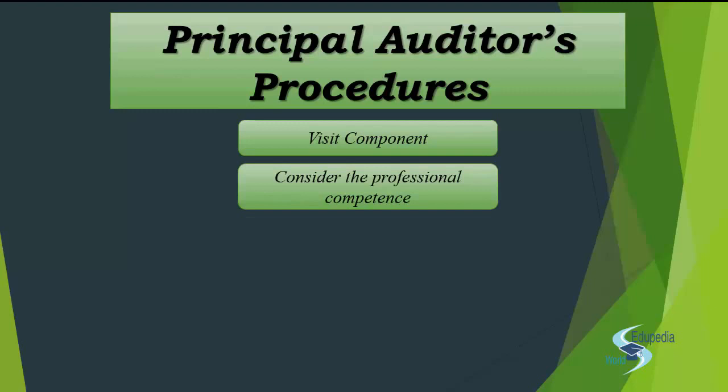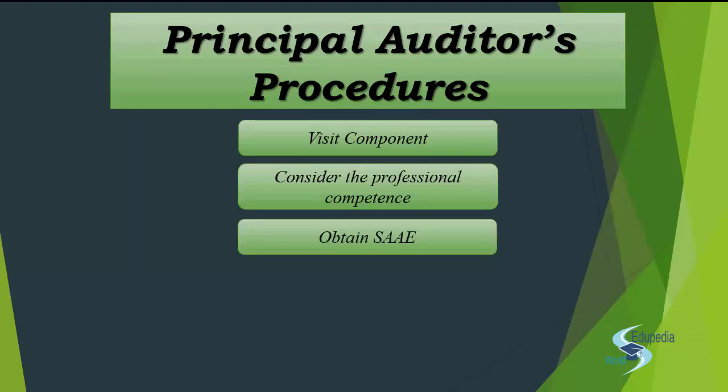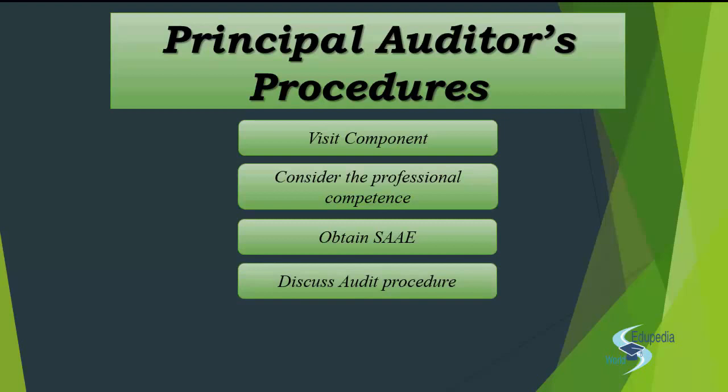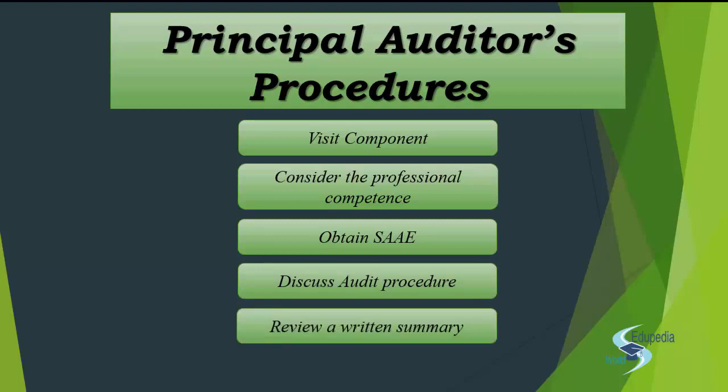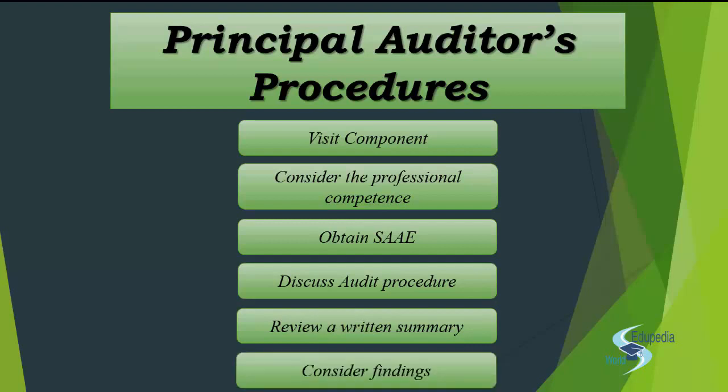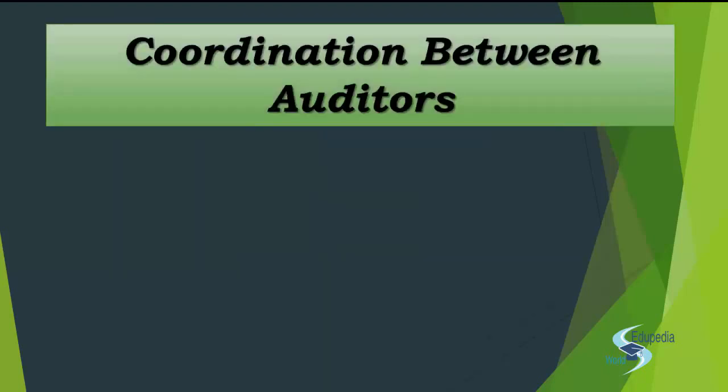So it is: visit the component depending upon the statute and the situation, consider the professional competence if he is not a chartered accountant specifically, obtain sufficient and appropriate audit evidence, discuss the audit procedures among themselves, and at last review a written summary, right? The other auditor may have given you a written summary. Please go through it and review it and then consider his findings to incorporate into your work, right?